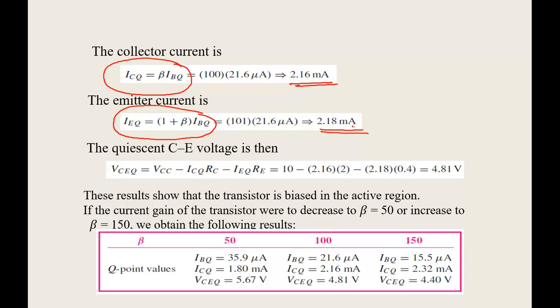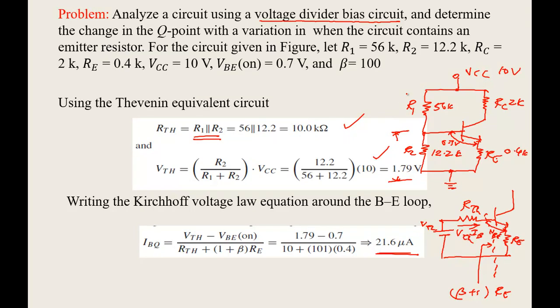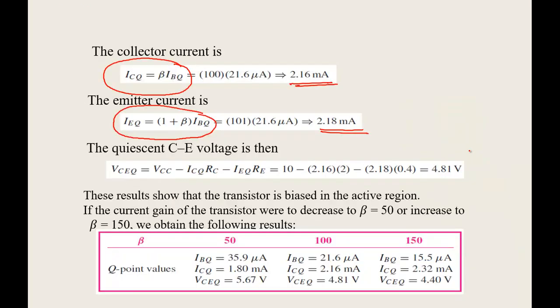At the output side, in the output loop, you can straight away do a KVL here. VCC minus ICRC minus VCE, VCE is also there, don't miss out the VCE, then minus IERE. Put that here. The VCE is equal to VCC minus ICQ RC minus IERE. So find out the value straight away here.